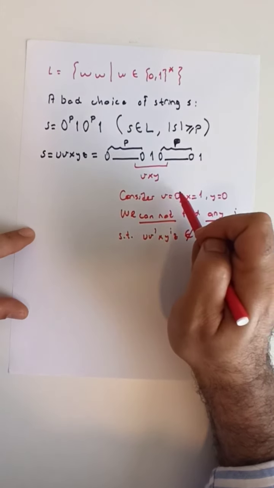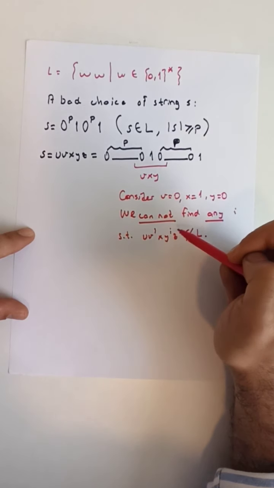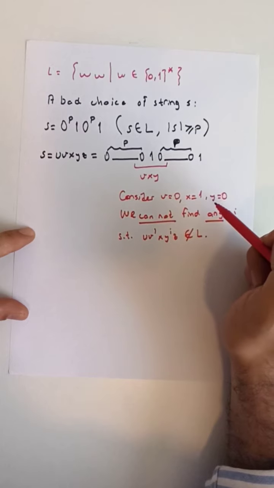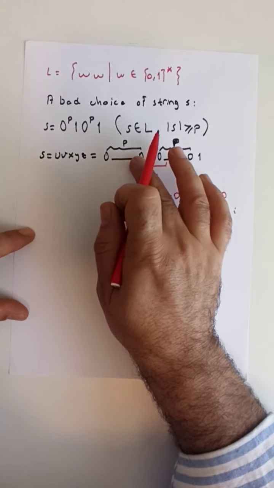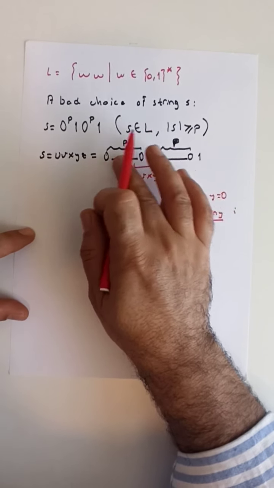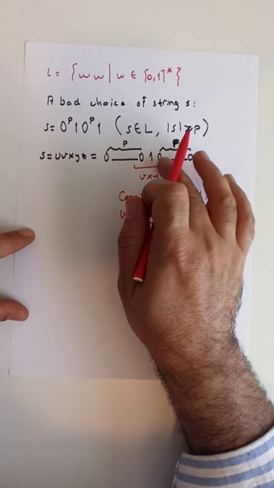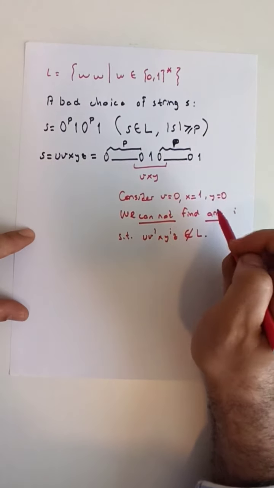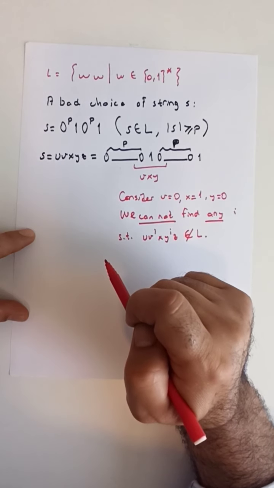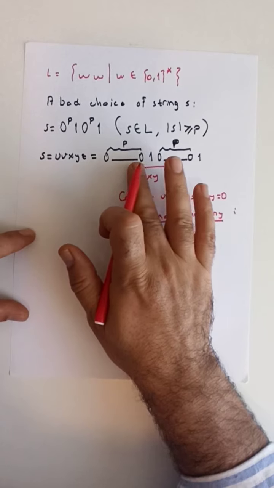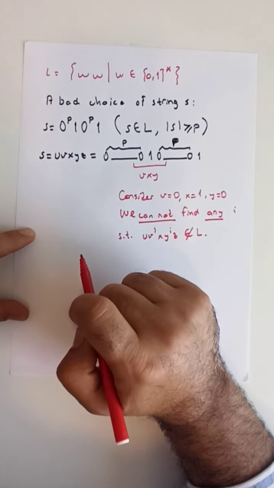Why is this true? Because v is the same as y. v is 0, y is 0. Let's consider uv² xy² z, for instance. In that new string, we will be increasing the number of zeros to the left of the symbol 1, but however many zeros we add there, we will be doing the same thing for the zeros to the right of the symbol 1, because y is as well 0. The same goes for uv³ xy³ z as well. The number of zeros to the left of 1 will be the same as the number of zeros to the right of the symbol 1.